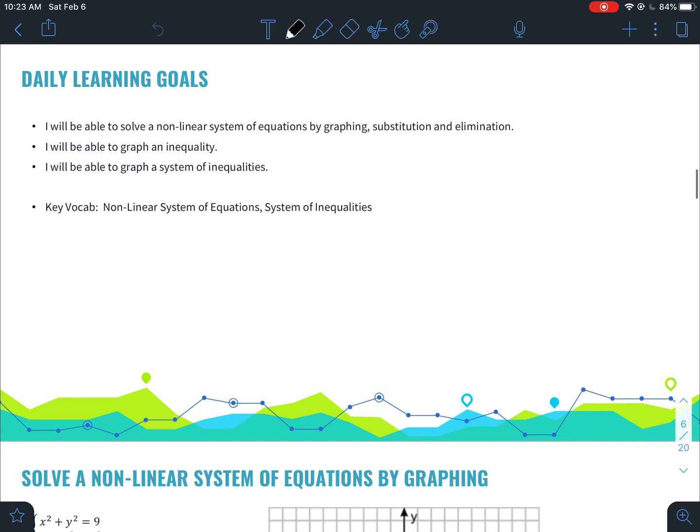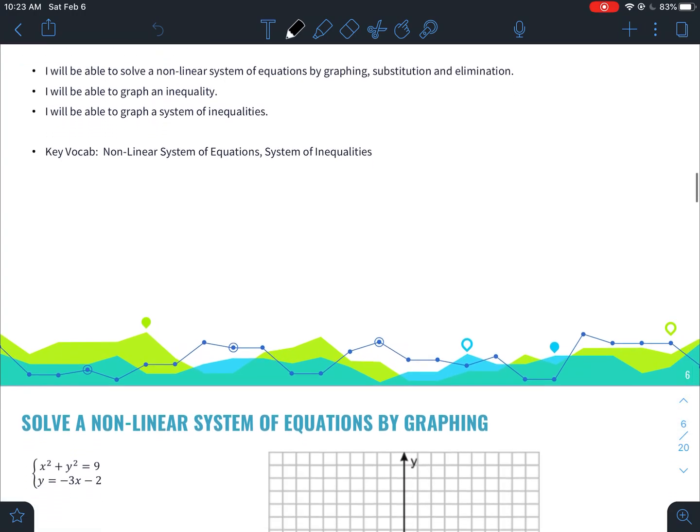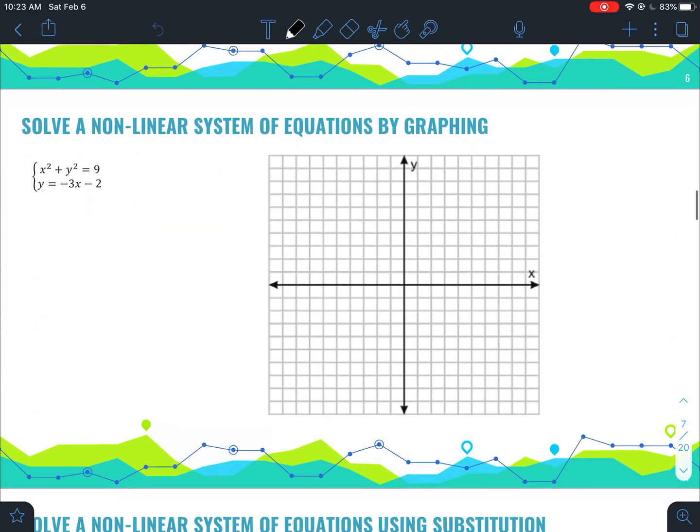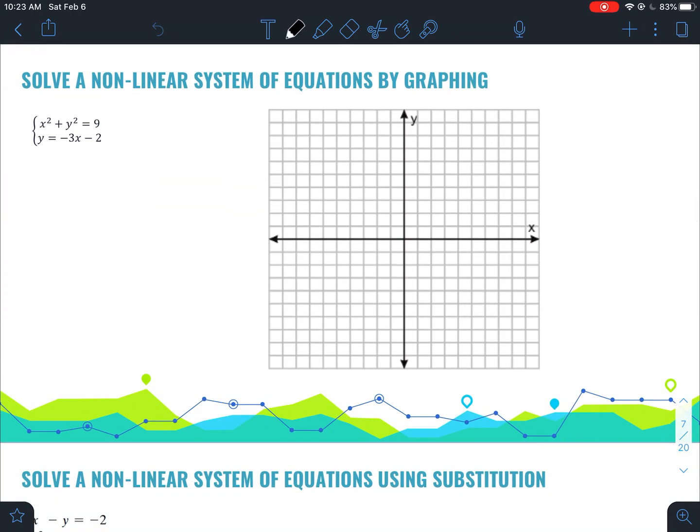So today we are going to talk about non-linear systems of equations, equations that could make your conic sections. We're going to learn how to solve them by graphing, substitution, and elimination. And then we're going to talk about how to graph a linear inequality and a system of linear inequalities, or nonlinear inequalities as well. So, solve a nonlinear system by graphing.